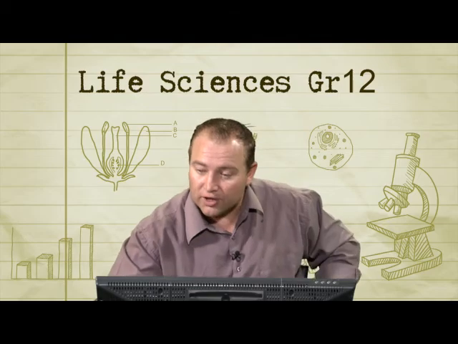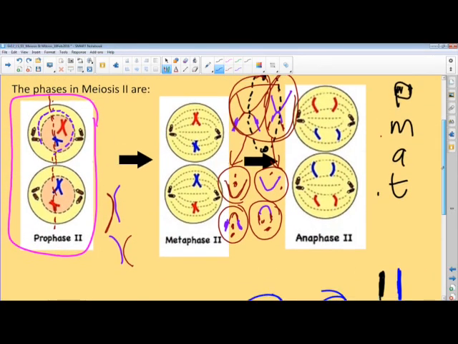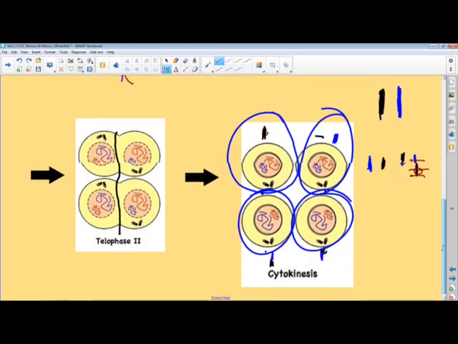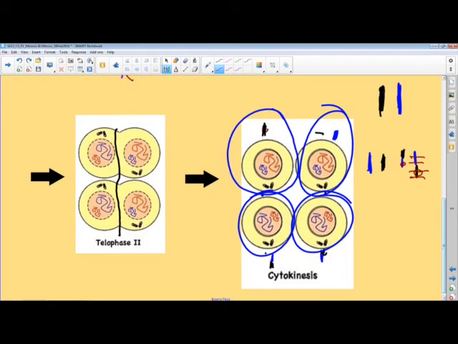So if we have a look at it from the top again, prophase 2, they line up on the equator. Metaphase 2, they start getting pulled apart slowly. With anaphase, they get pulled apart quite a bit. With telophase, karyokinesis and cytokinesis take place. And with cytokinesis, you're going to end up with those 4 cells.